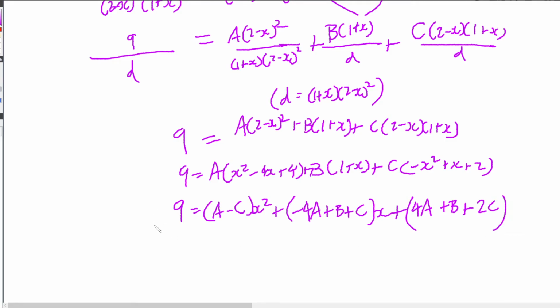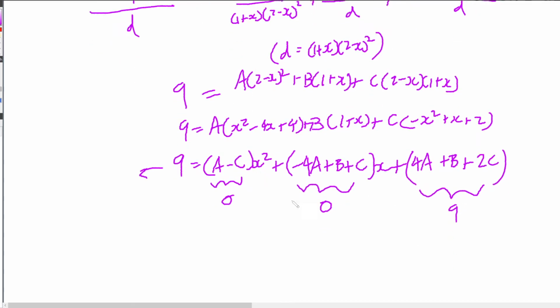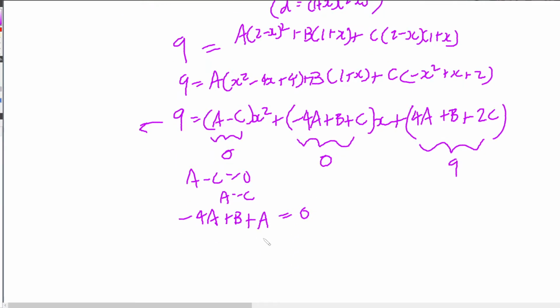equals 9. So because there's no x squared term on this side, we know that this must be equal to 0. There's no x term on the left-hand side, so this must be equal to 0. And the constant term is 9, so this must be equal to 9. If a minus c is 0, then a is equal to c. Then this means minus 4a plus b plus a, as a is equal to c, is equal to 0. And 4a plus b plus 2a, as c is equal to a, or rather 6a plus b, is equal to 9.